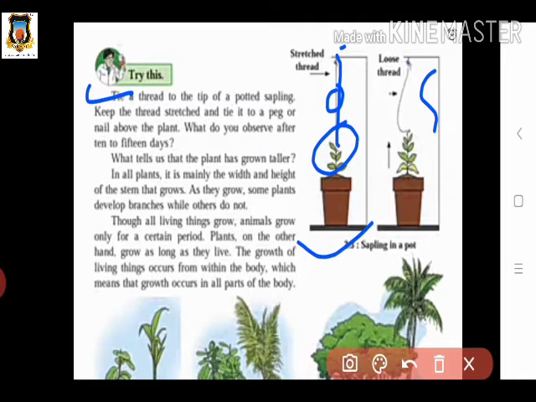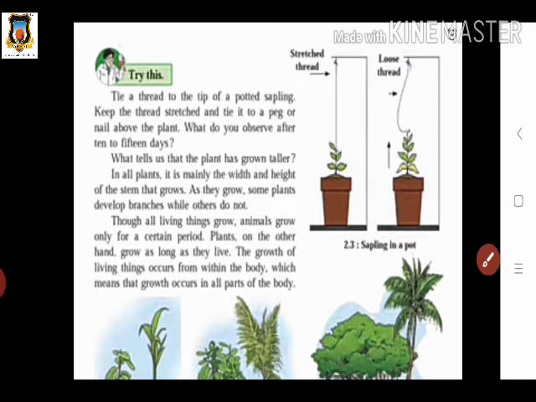Why should this happen? Why does the thread become loose? What tells us that the plant has grown taller? How can we identify that this plant has grown and its height has become taller? By the loosening of this thread we can say that this plant has become taller after 10 to 15 days. So here we see how plants also grow.